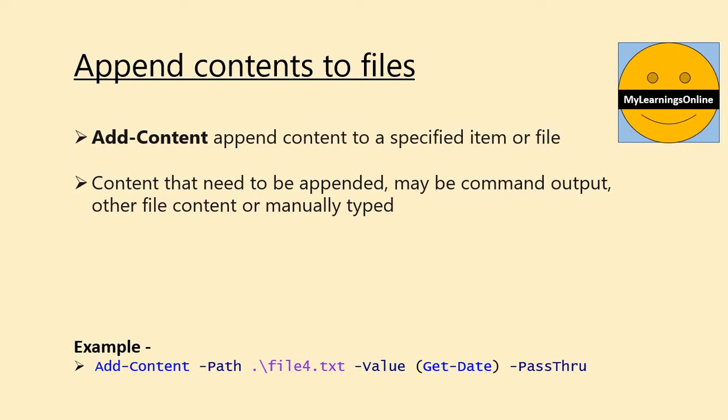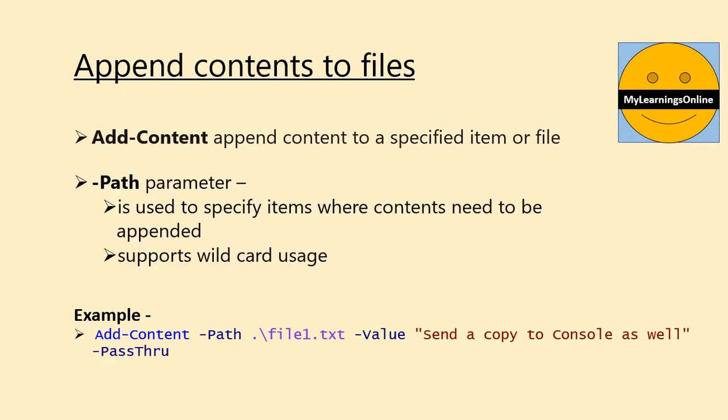It is not necessary that the contents that we want to add should be specified explicitly. It could be dynamic as well, like the output of a command, or it could be the contents of some other file. In this example, we are trying to add the output of a command to a file specified under the path parameter, and the command whose output we are adding here is get-date.